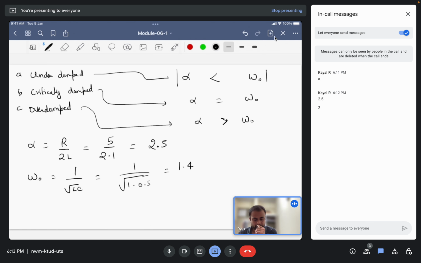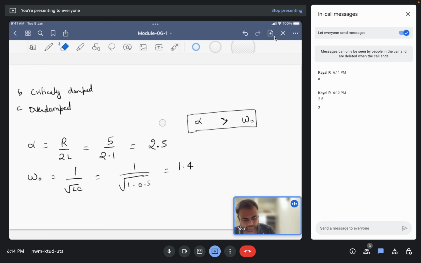So now as you can see, 1.4 is less, that is omega is less than alpha. So we are in the third case, that is overdamped. Our circuit is overdamped. Okay, so now we know the circuit is overdamped. So let me clear this portion.